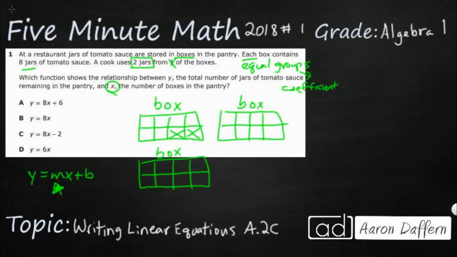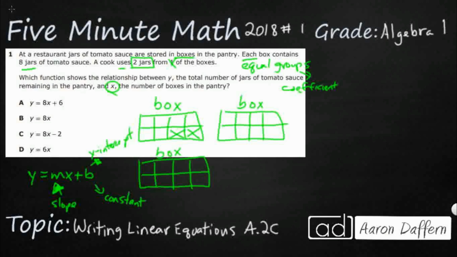I don't really need that number 1. This is one of those cases of there being extra information. The cook is just using 2 jars, and when we use 2 jars, we're going to view that as a taking away, like we are removing 2 jars. So this b right here is going to be our y-intercept if we were to graph this. But we can also call this a constant, so it's not necessarily affected by one of the variables.